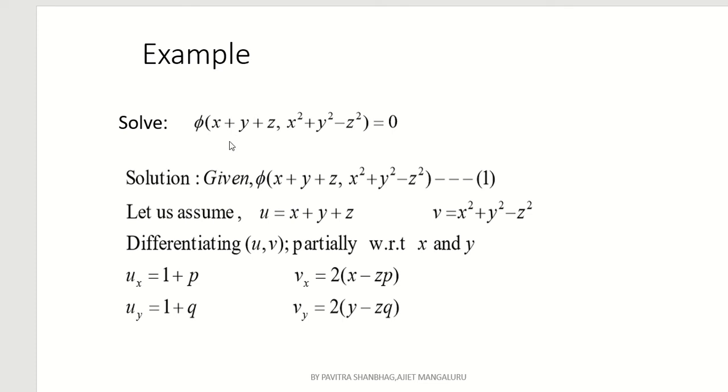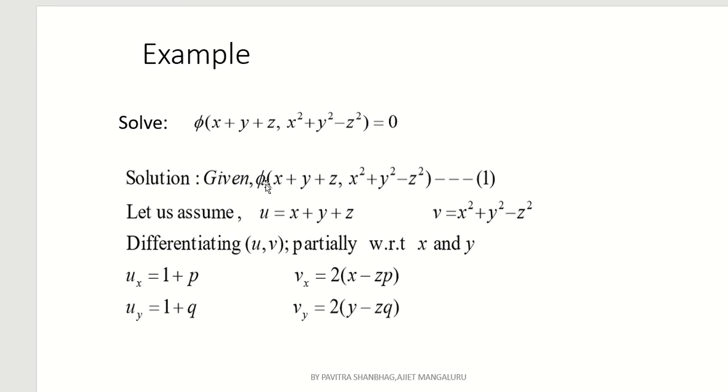Say phi of (x plus y plus z, x square plus y square minus z square) equal to 0. First you have to compare it with phi of (u, v) equal to 0 and repeat the process. What is the procedure given here? First we have to compare phi of (u, v) equal to 0, differentiate the same partially with respect to x and with respect to y by using chain rule. Then you will get u_x by u_y equal to v_x by v_y. That relation you have to mention in each and every sum. Okay, that procedure carries 3 marks, a very important procedure. In the previous 2 slides we have explained the same.